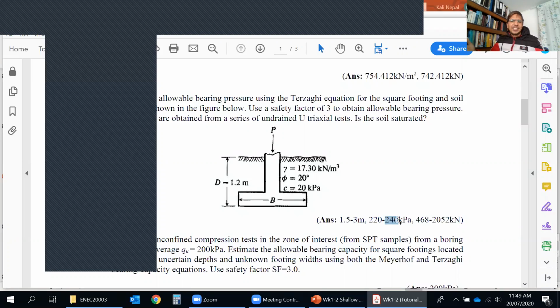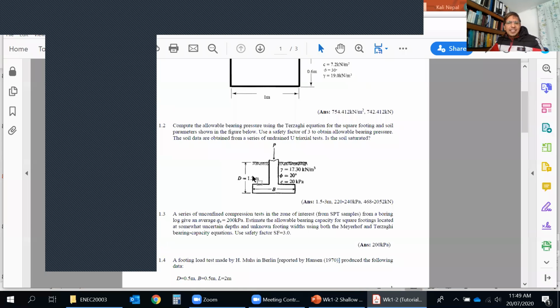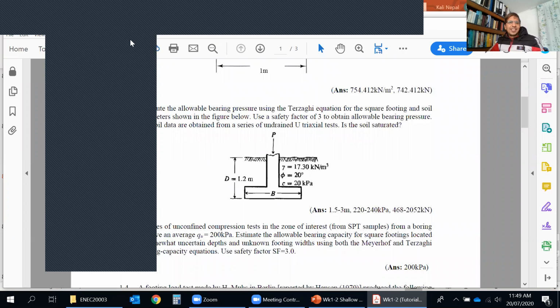How much is the difference? Almost none, right? 220 to 240. So the impact of B is very low, because only the third term is affected. You can check the answer because in the test B should be given. Make sense? That was just for you to understand the effect of different parts of the bearing capacity equation.